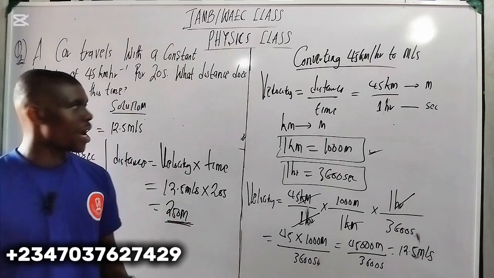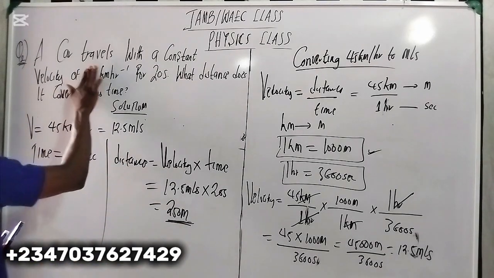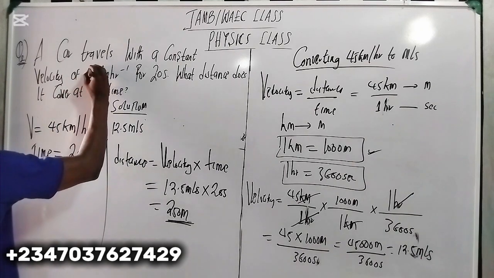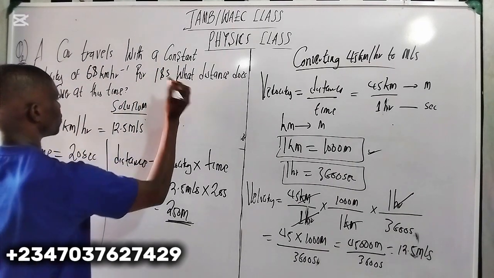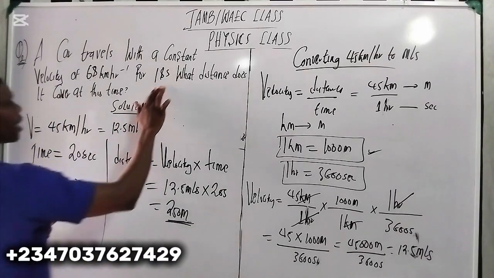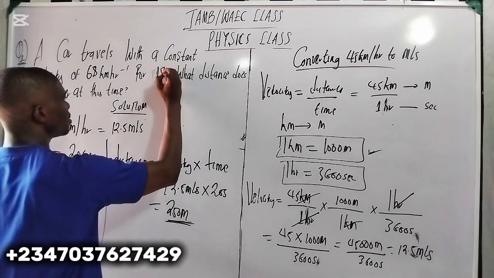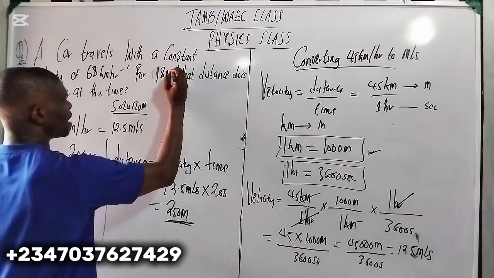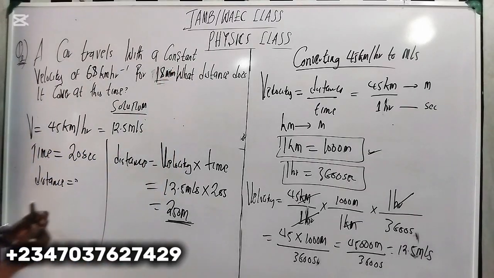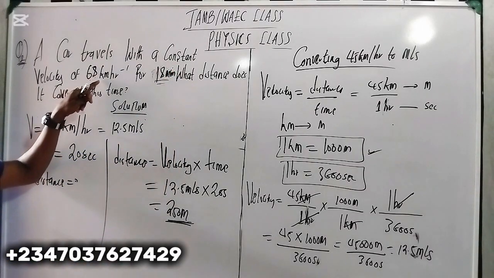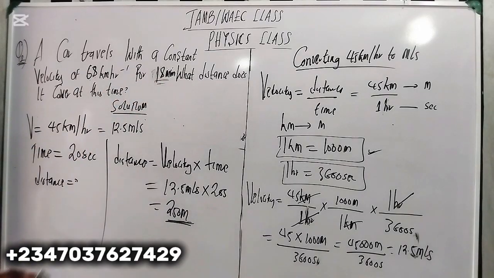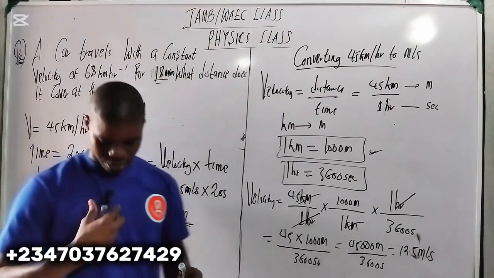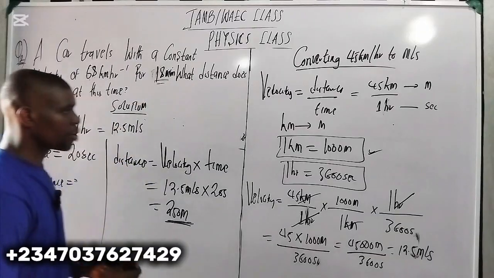You can see how easy it is, right? So what I want to do here, I want to change this one to 68 kilometer per hour, and change the time to 18 seconds. Or later we change it to 18 minutes. Now let me see what you can do. 68 kilometer per hour for 18 minutes. So go and solve it and drop your answer in the comment section.